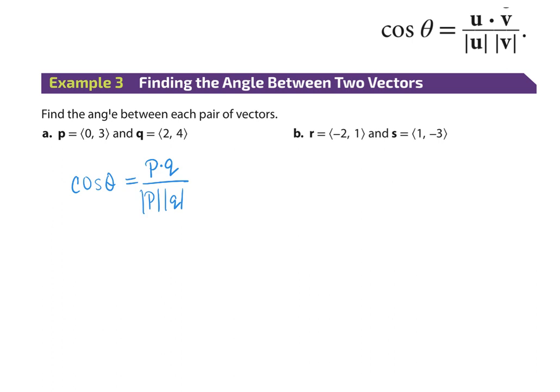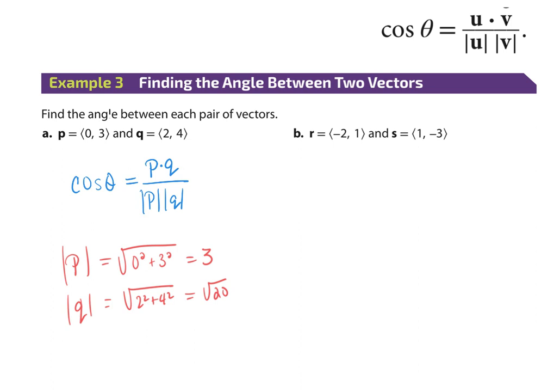So I do need to know the magnitudes of each individual one. They didn't give it to me, but obviously I know how to solve for it. So the magnitude of P is just going to be the square root of the elements squared. So 0 squared plus 3 squared. My magnitude here is just 3. The magnitude of Q is going to be the square root of 2 squared plus 4 squared. That is square root of 20. We're going to be putting it in decimals. If we weren't, I would say 2 square root of 5, right? But you can leave it as square root of 20 because we're going to be rounding this. So don't bother simplifying if you don't have to.